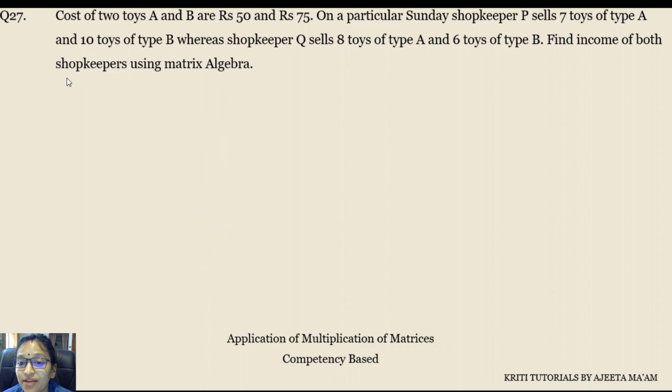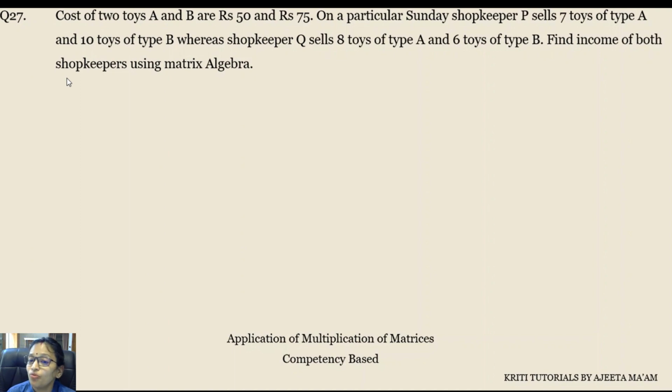So cost of two toys A and B are rupees 50 and rupees 75. On a particular Sunday, shopkeeper P sells 7 toys of toy type A and 10 toys of type B, whereas shopkeeper Q sells 8 toys of type A and 6 toys of type B. Find income of both shopkeepers using matrix algebra.